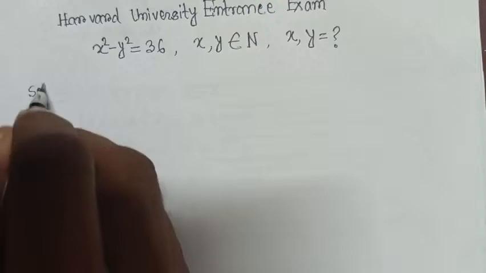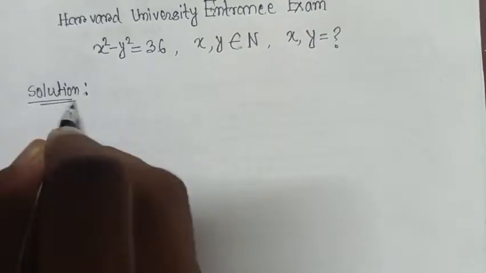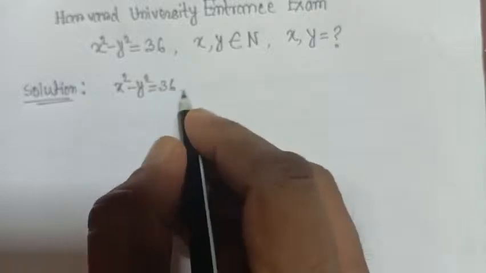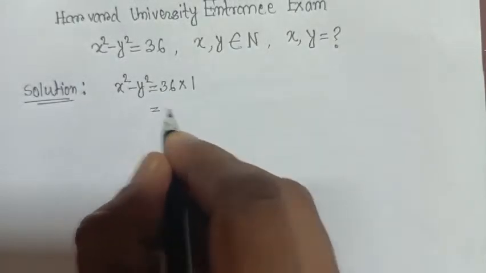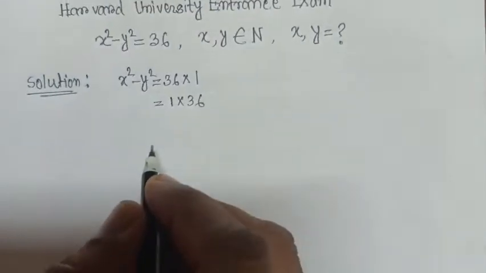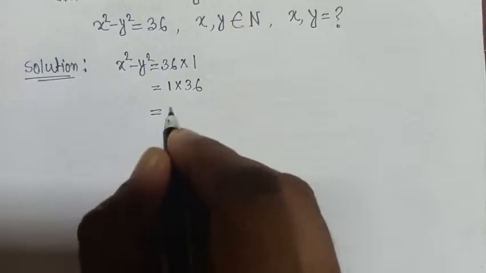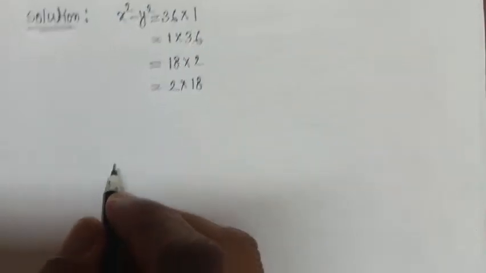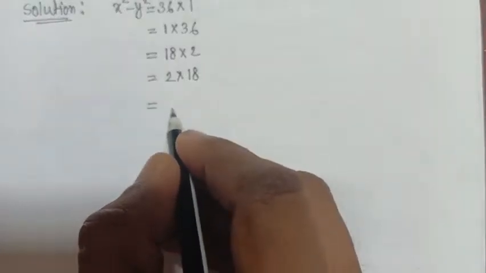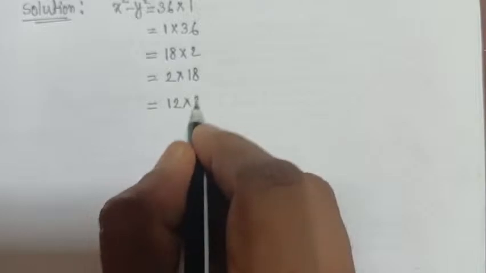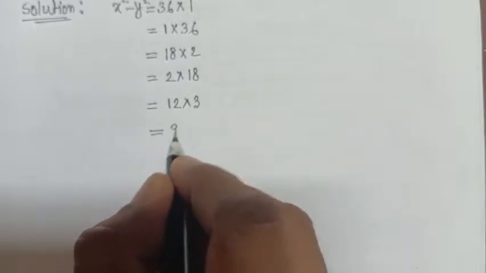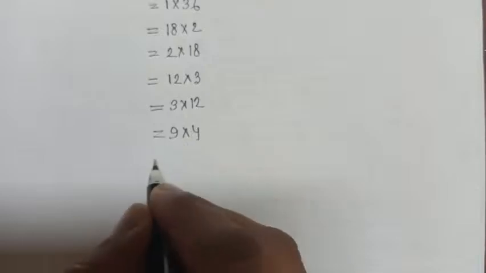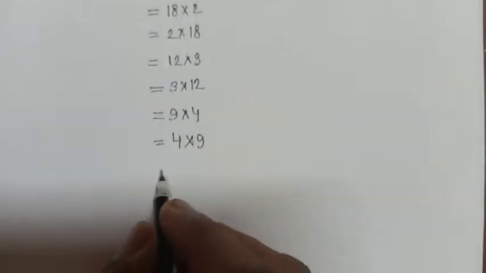For this, we can break 36 into several parts, like 36 into 1, or 1 into 36, or we can express 36 as 18 into 2, or 2 into 18, or maybe 36 can be expressed as 12 cross 3, or 3 cross 12, or we can express it as 9 cross 4, or 4 cross 9, or 6 cross 6.